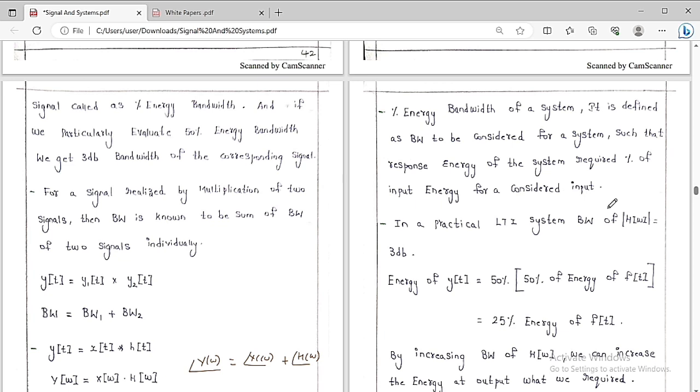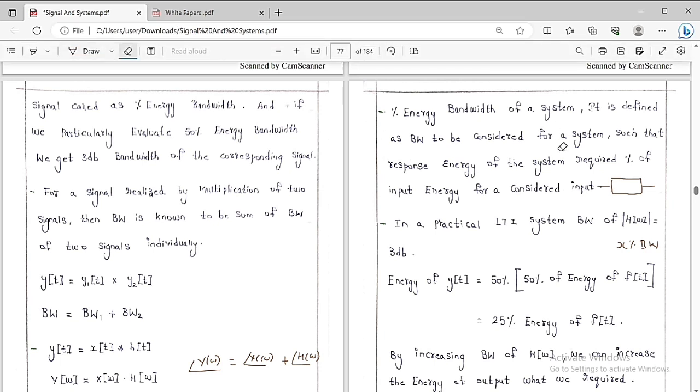Suppose there is a system here. Suppose I want only X percentage energy bandwidth of the system. If I want only X percentage energy bandwidth of the system, it is defined as the bandwidth to be considered for a system such that the response energy of the system is the required percentage of the input energy of the corresponding input. What I am trying to tell you is very simple.